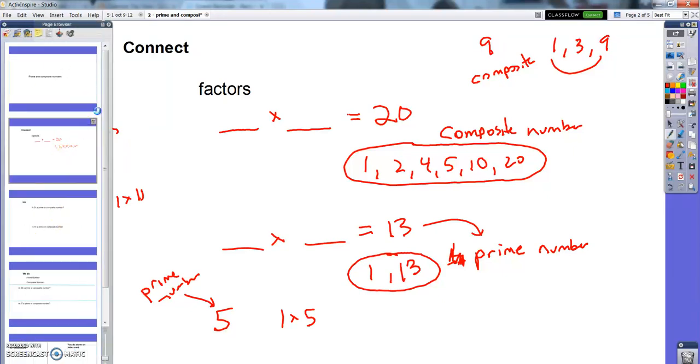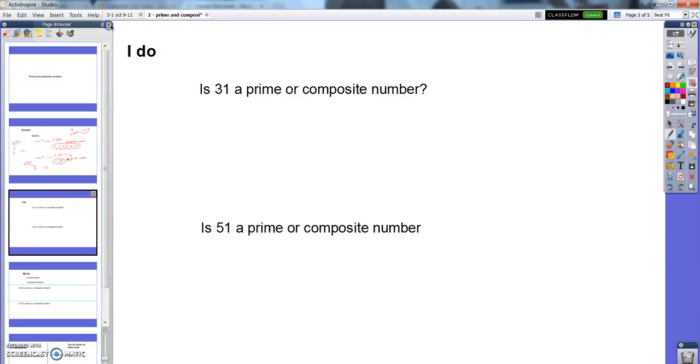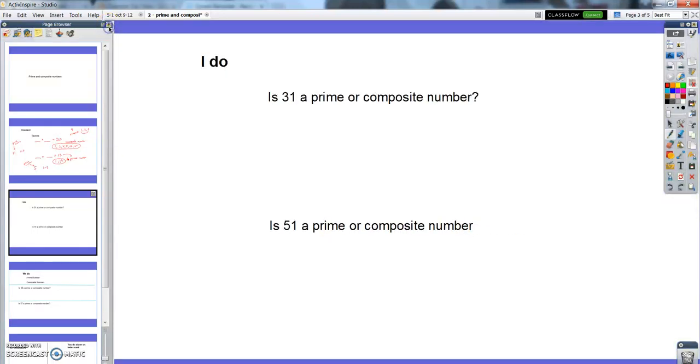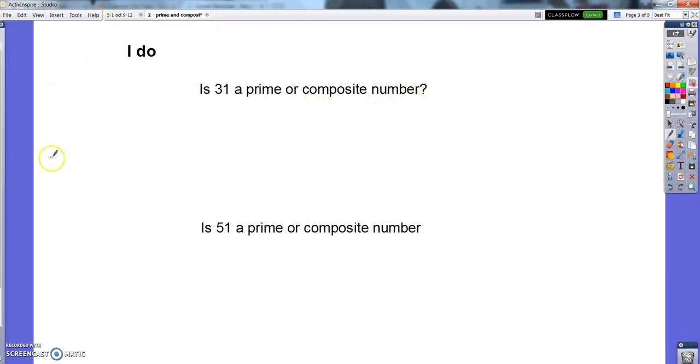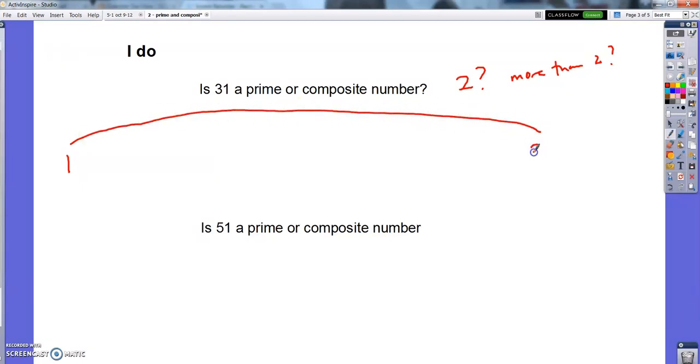So let's try a few. Let's start with 31. Is 31 a prime or composite number? So let's try to find its factors, and I'm trying to see, does it have 2 or does it have more than 2? So I know it has 1 and 31. And let's see, 2 is not going to work. I don't need to check my division because I know an odd number can't be divided by 2.